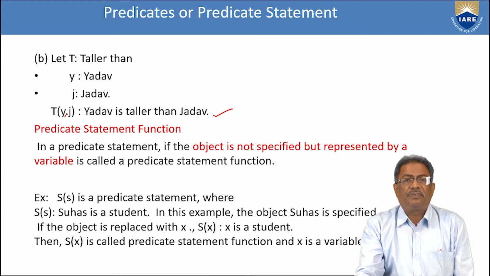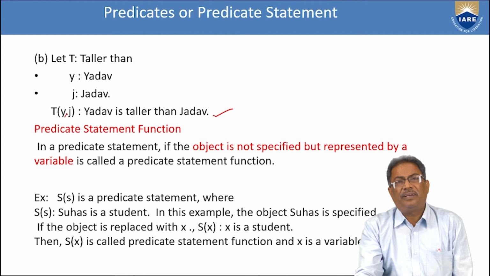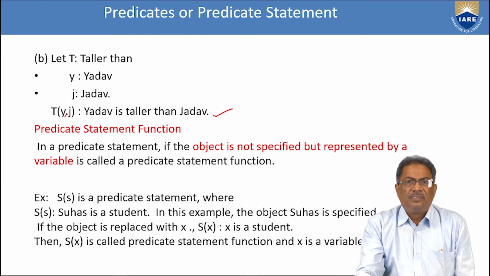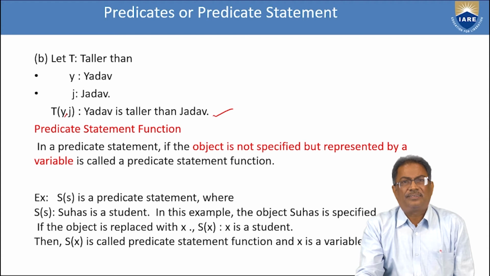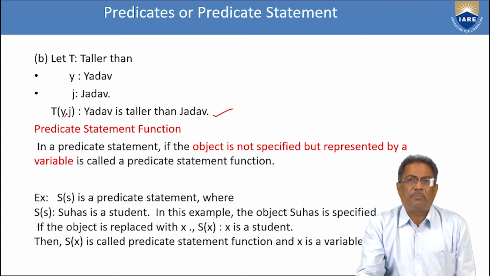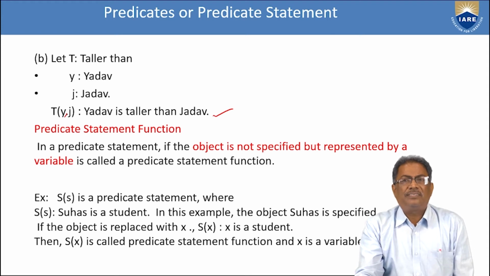This is the compound predicate function. Now, what is a predicate statement function? A predicate is something we describe about the object. And now, in a predicate statement function, the object is not specified.